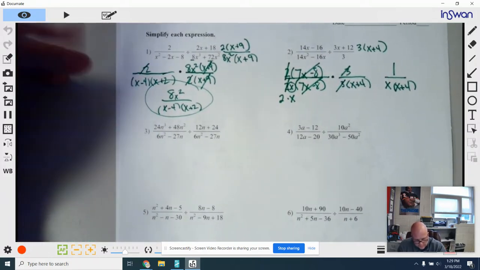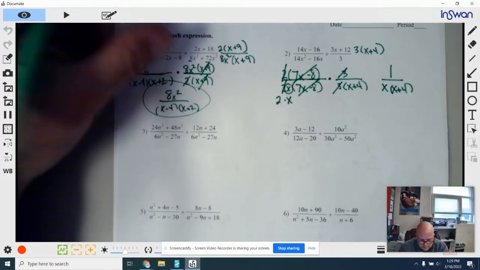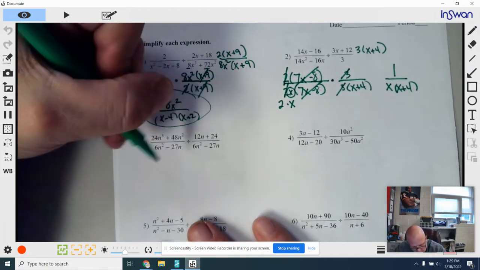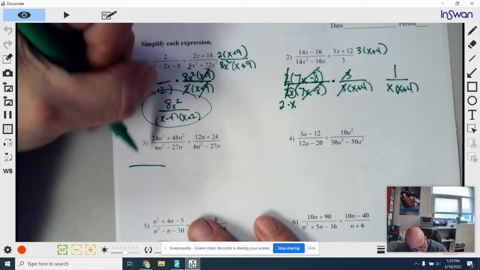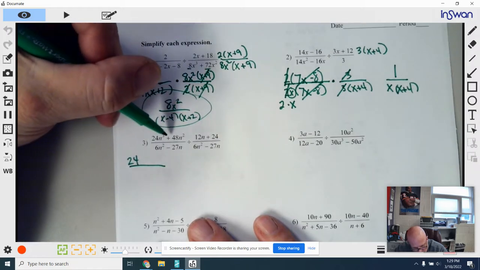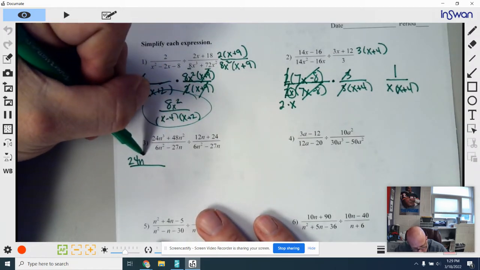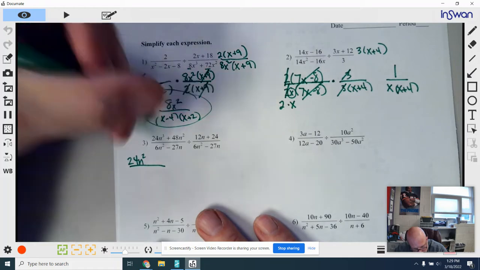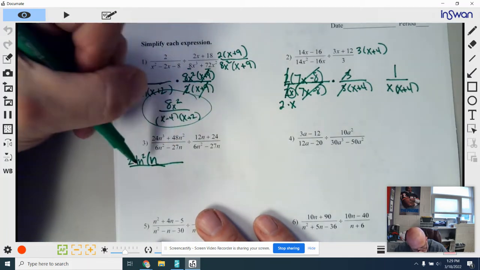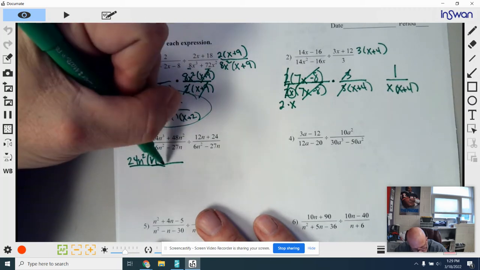Okay, number 3. Look at number 3. Looks like this one's got quite a few things that can factor out. So start with the top here. I see my numbers 24 and 48 and pull out a 24. N cubed, pulling out the n squared. And then we have n goes back to make that 24n cubed.